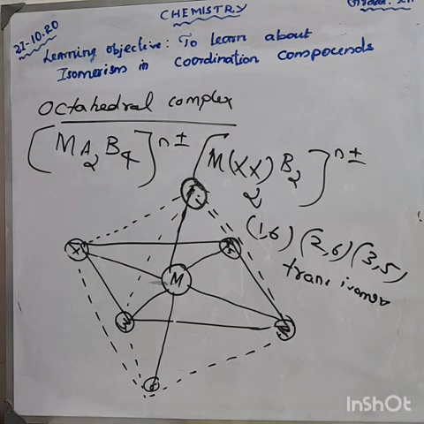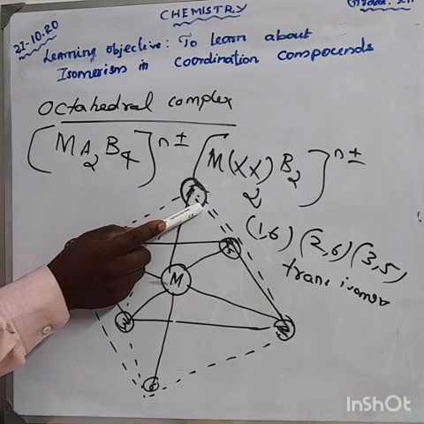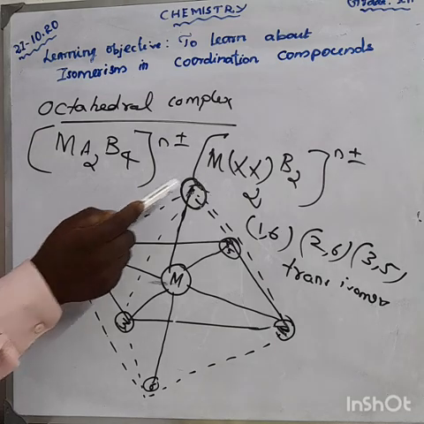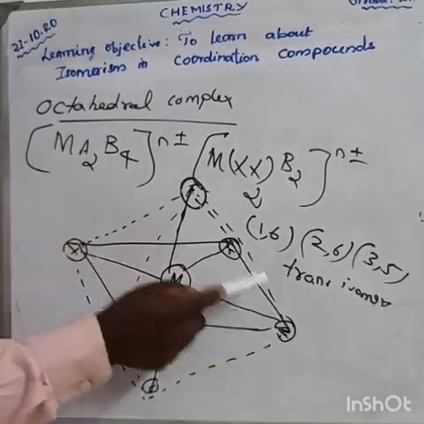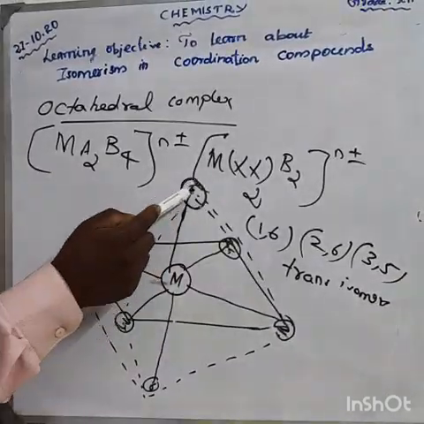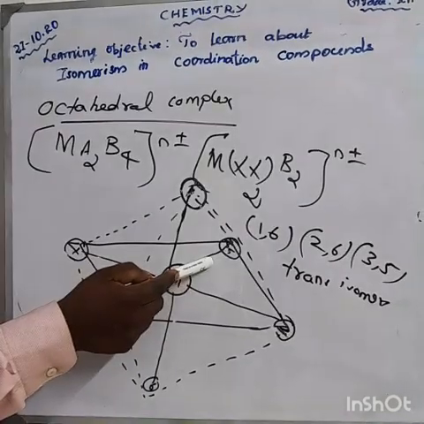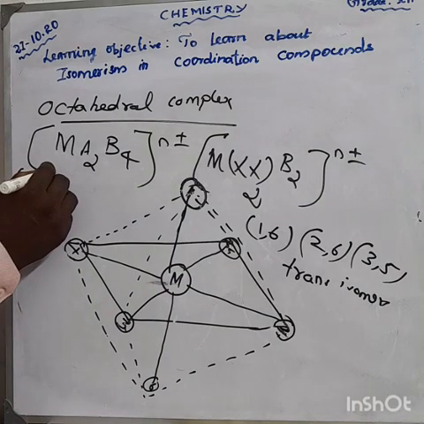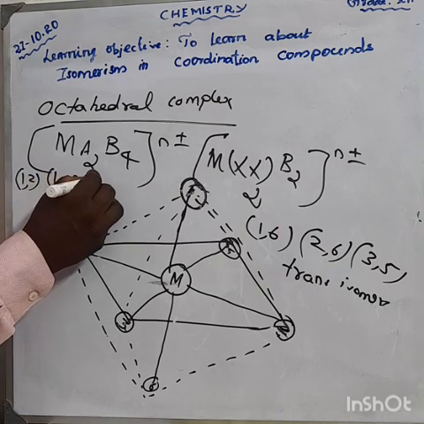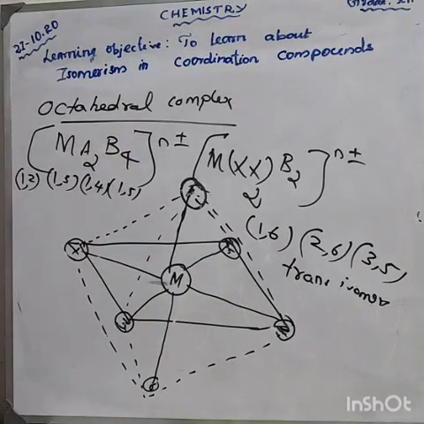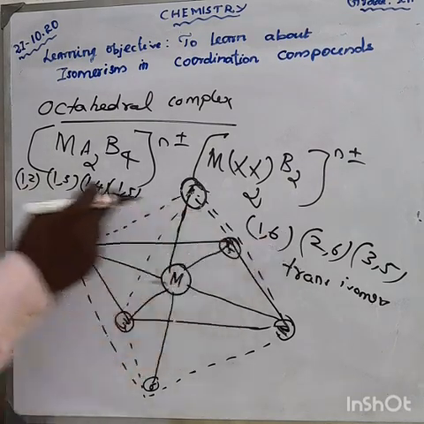Next, what are the cis isomers? The positions we can take are 1 and 2, 1 and 3, 1 and 4, 1 and 5. These are cis isomers. Those earlier are the trans isomers and these are the cis isomers.